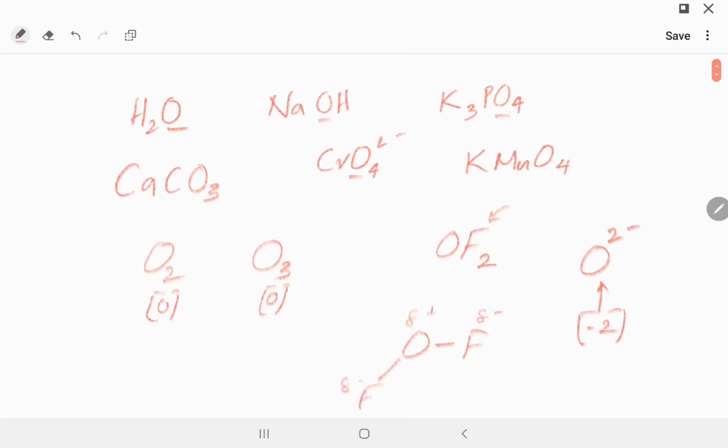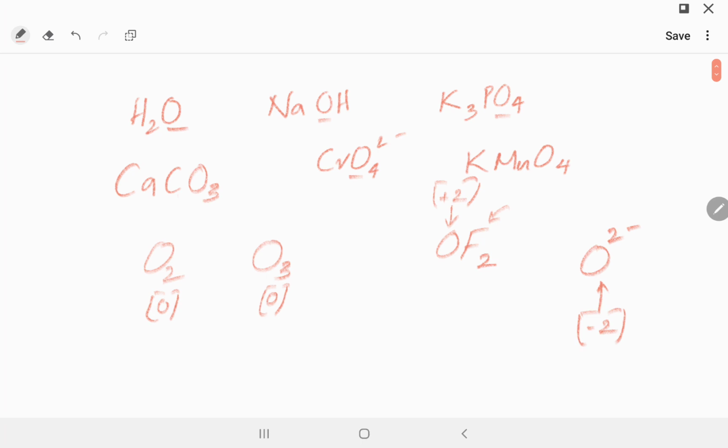So in OF2, oxygen has a plus oxidation number. In fact, this is +2. The oxidation number of oxygen in OF2 is +2. Okay, that is something important that you might want to remember. That is an exception, and the good thing is that it is the only exception.